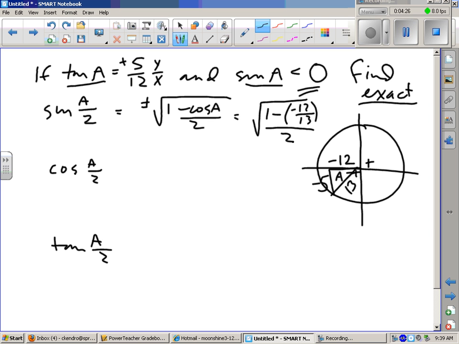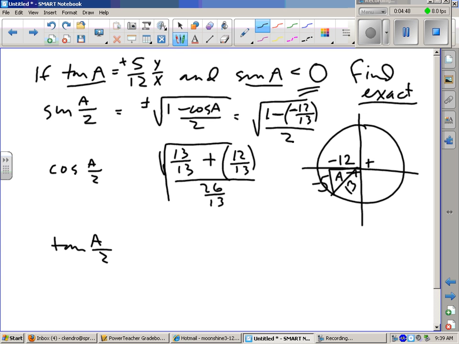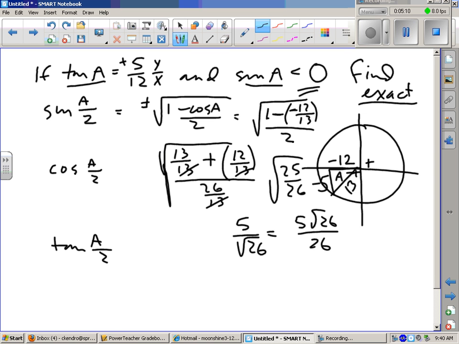Now we're going to need to simplify this. I think I'm going to put everything with 13s on the bottom. So this 1 is going to turn into 13 thirteenths. And now this minus and this minus is going to be a plus, so 12 thirteenths. And 2 turns into 26 thirteenths. Now all the 13s can cancel, and I'm left with square root of 25 over 26. And as I mentioned, you can't leave it like that. The 25 can come out as a 5, and then get the radical out of the bottom. You're left with 5 root 26 over 26.